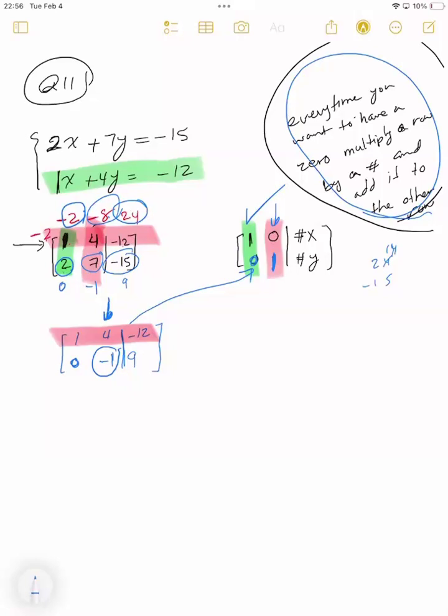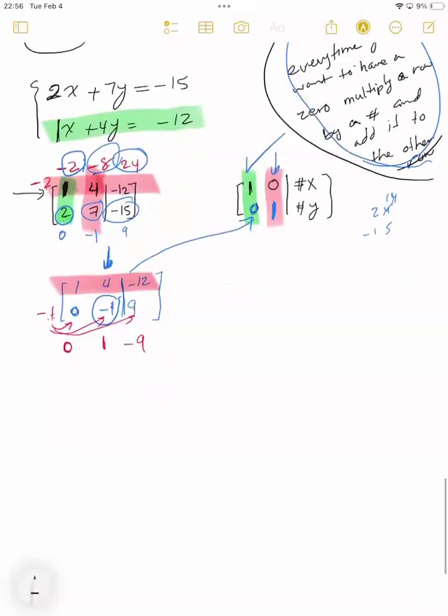So I want this negative 1 to turn into 1. I'm allowed to multiply a row by a number. So I'm going to multiply row 2 by negative 1. Why? Because negative 1 times negative 1 is going to be 1. Negative 1 times 0 is 0. Negative 1 times negative 1 is 1. Negative 1 times 9 is negative 9. So my new row 2 is 0, 1, negative 9. And row 1 is still 1, 4, negative 12.